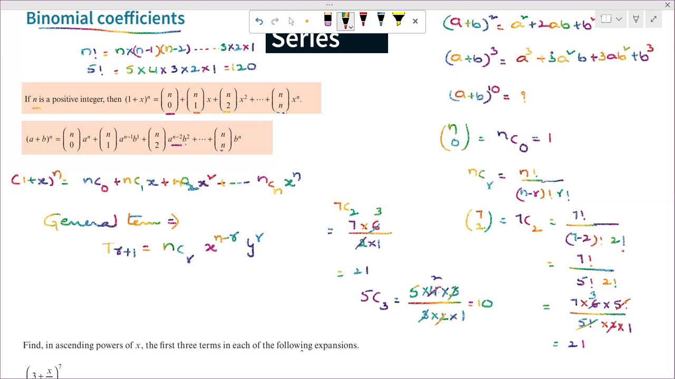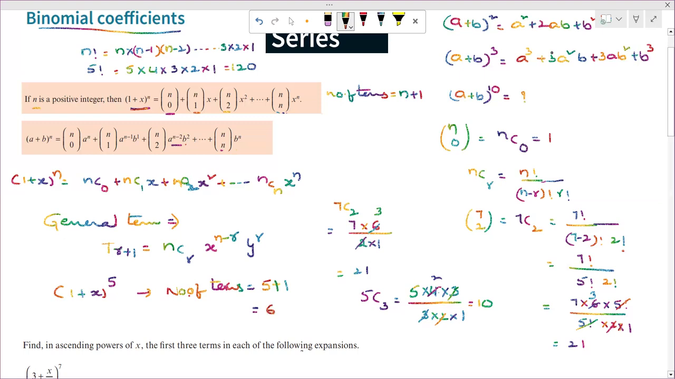Suppose here (1 + x) to the power of n is there. How many terms will there be? The number of terms will be n plus 1. There are n plus 1 terms. Why? Because we are starting with nC0. Suppose (1 + x) to the power 5 is there. The number of terms will be n plus 1, which means 5 plus 1. It will be 6.